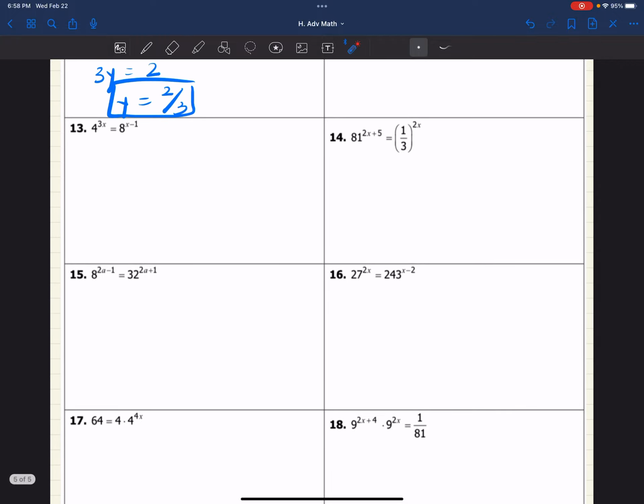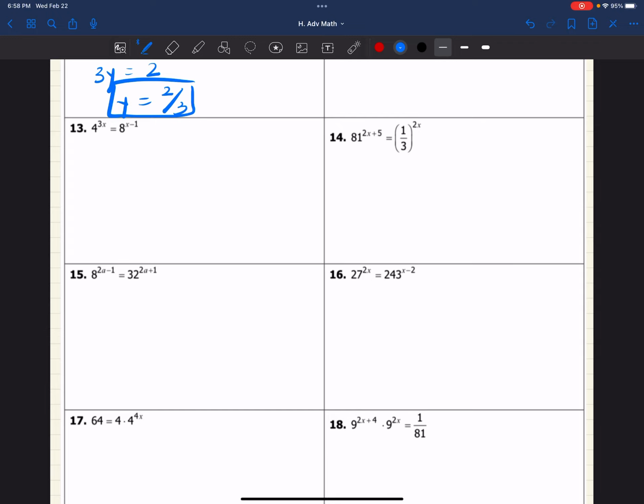So 16, your two bases are 27 and 243. Obviously, those are not a common base. Is there a way you can represent 243 with a base of 27? If you try to do that, it wouldn't work. So this is another situation where you have to rewrite both bases. Now, what is a common base that both 27 and 243 can be rewritten as? Some of you might see it right from the start. Others of you might not.